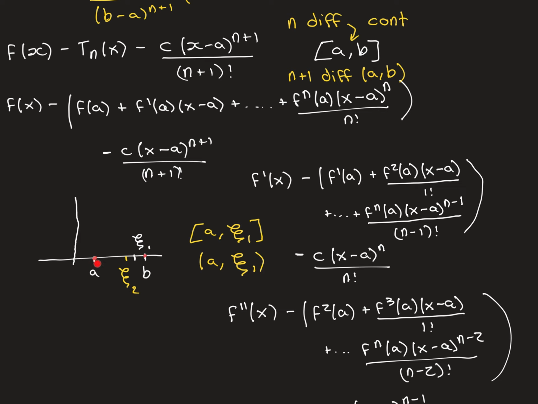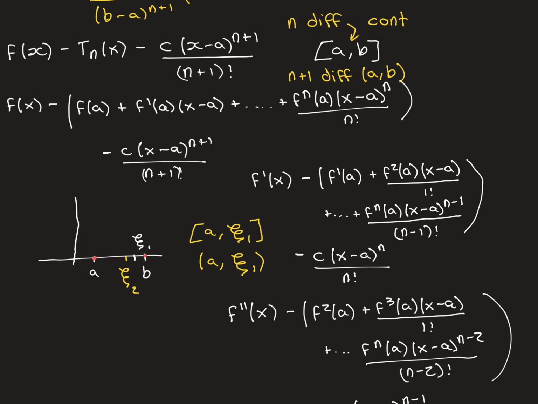So it's going to be continuous everywhere on this interval from a to xi2 because the second derivative is going to be continuous everywhere on the interval from a to b, so it's certainly going to be that on this subset. It's also going to be differentiable everywhere on the open interval because it's differentiable everywhere on the closed interval from a to b. So you're going to continue this argument on and on.